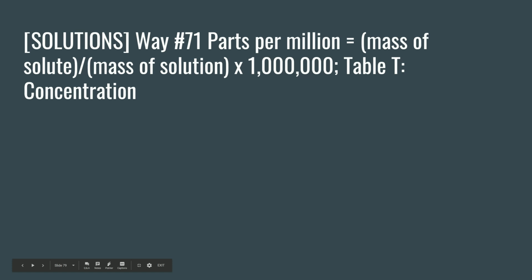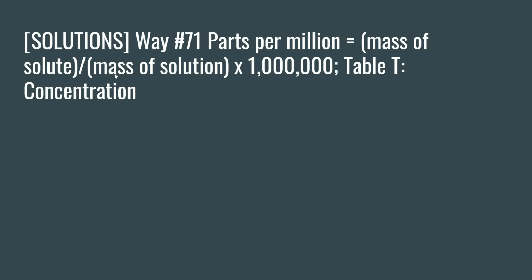Way 71 deals with concentration of solutions and it addresses parts per million. Now, please note that this formula is provided to you on the back of table T. Parts per million just simply means exactly that. It's the mass of the solute or the substance being dissolved divided by the mass of solution, but taken at a per million scale. So we need to multiply this by 1 million. It's kind of like percent, except instead of multiplying by 100, we multiply it by a million.